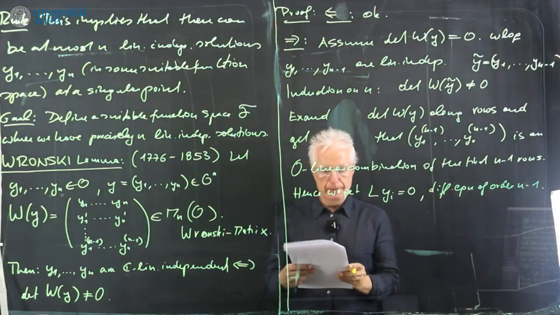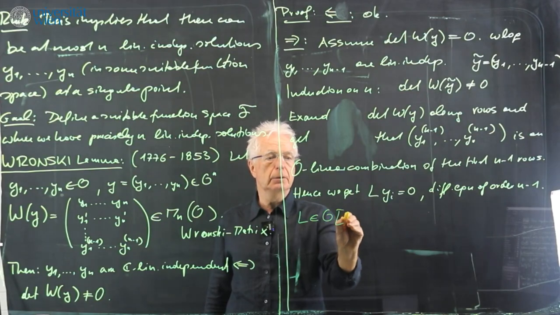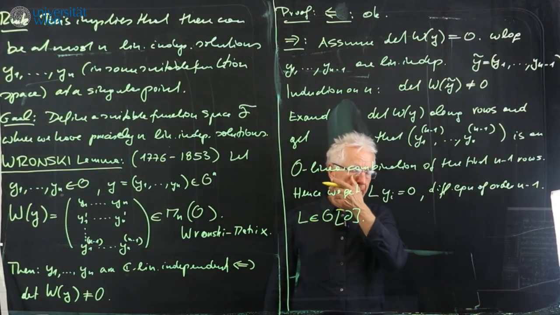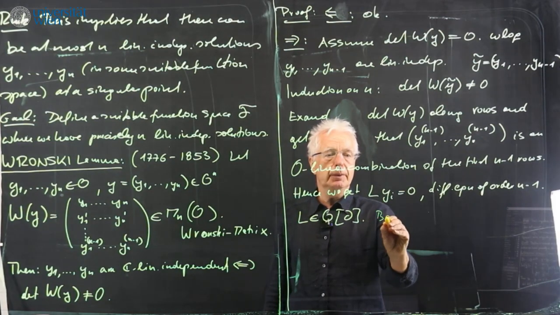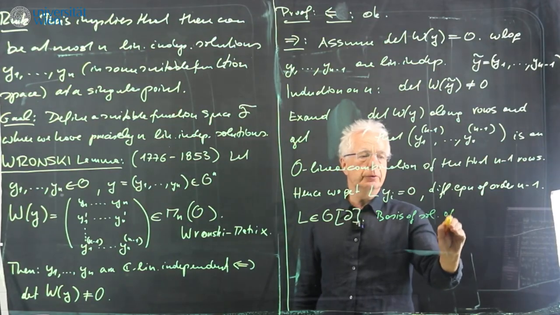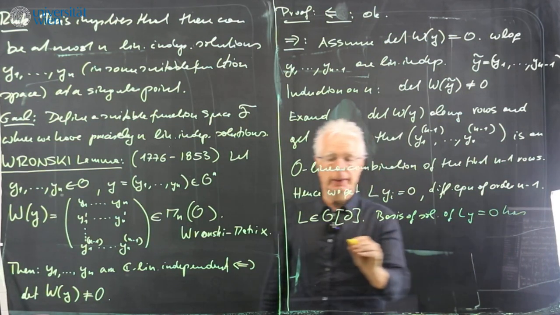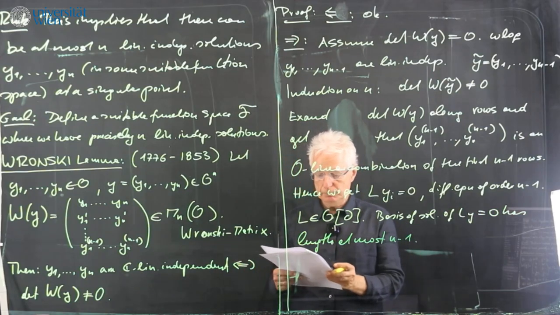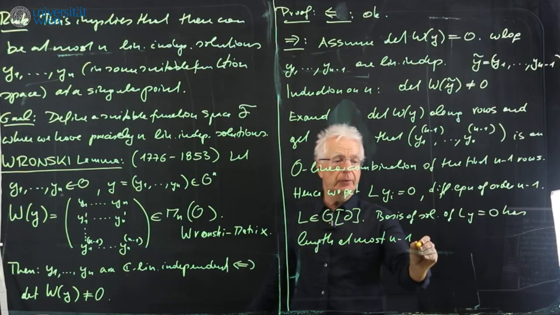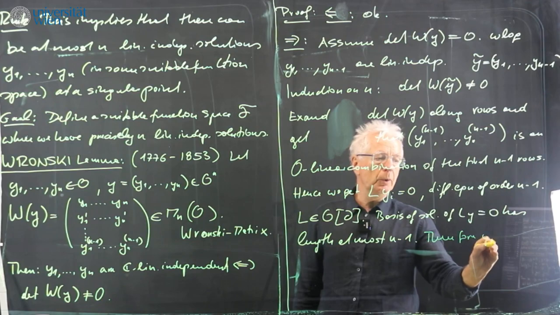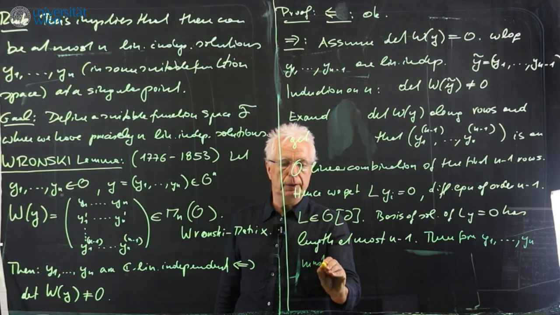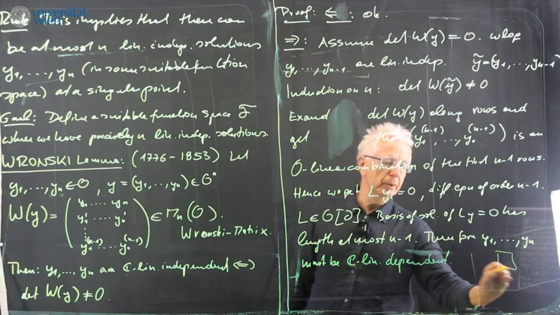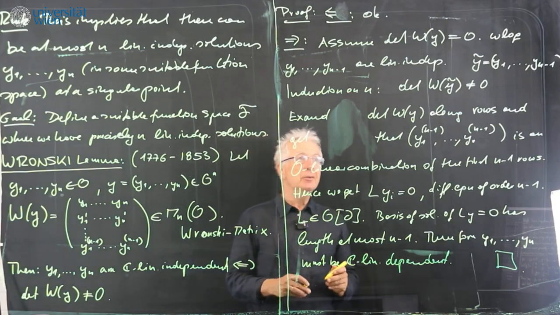It's really nice, this proof. L will be an operator with coefficients in O. But now we know that a basis of solutions of L(y) equals 0 has length at most n minus 1, because we are in order n minus 1. But we have n elements. Therefore, y1 up to yn must be C-linearly dependent. Think about it. It's not my proof, of course, but it's nice.